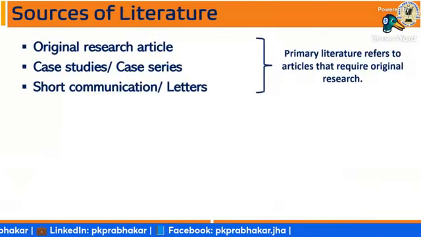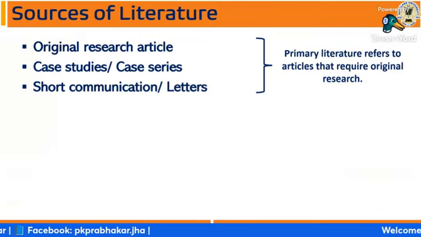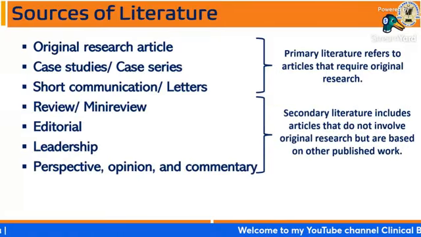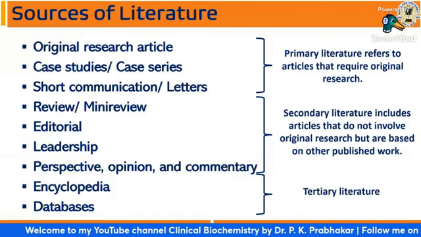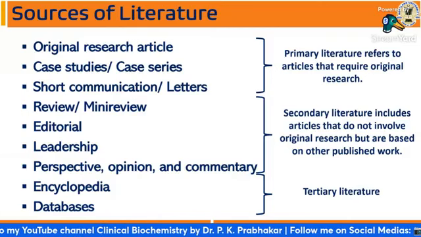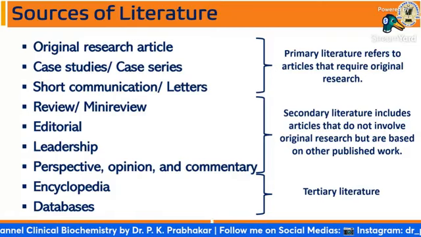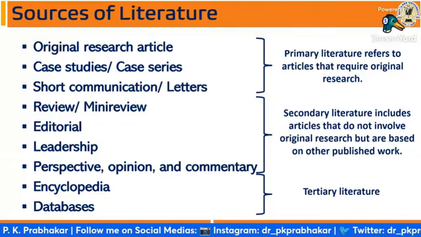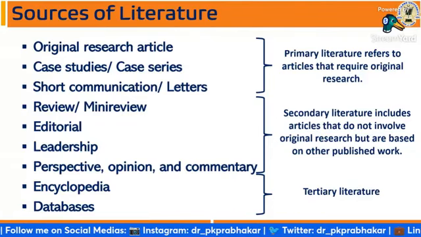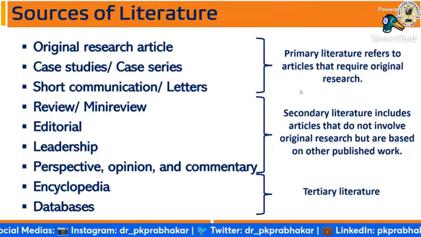Now, the different sources of literature. Basically, we classify literature into three different categories: primary, secondary, and tertiary. Primary literature includes original research articles, case studies, case series, short communications, and letters, where the experimental data and information are published. So those are primary literature, which refers to articles that report original research.